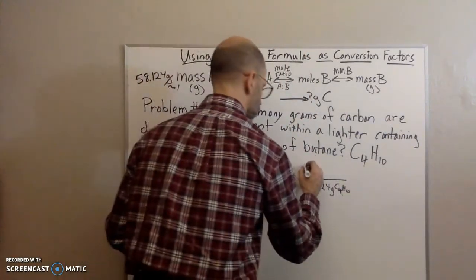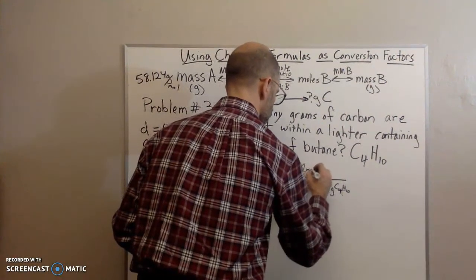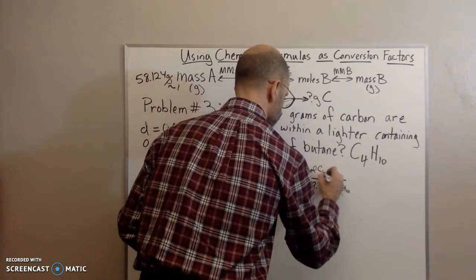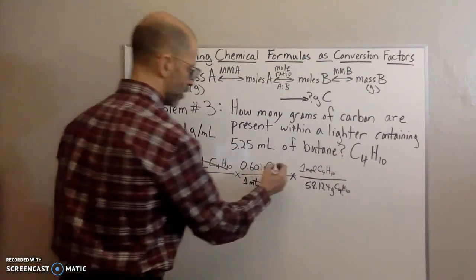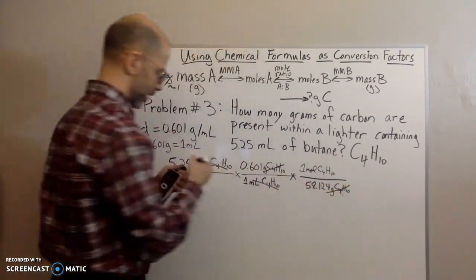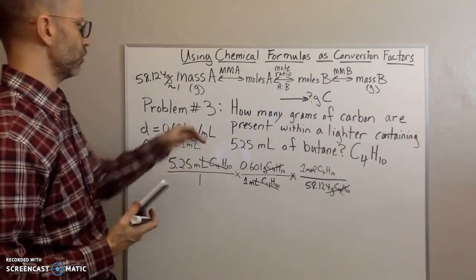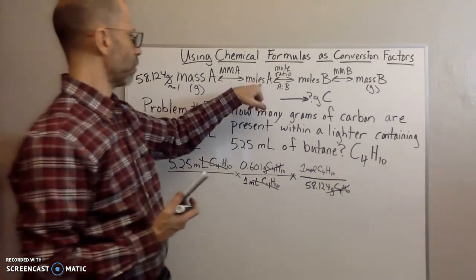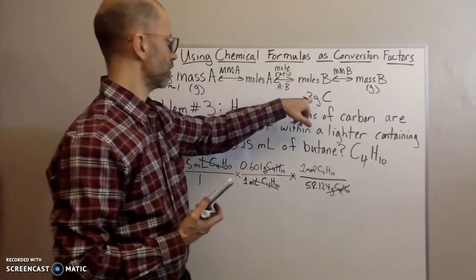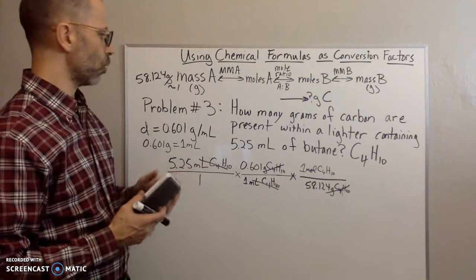C4H10, and then 1 mole of C4H10 butane on the top. Our grams of butane cancel out, and now we have moles of butane. So now we're at moles of butane. To go from moles of butane to moles of carbon, we've got to use the mole ratio.